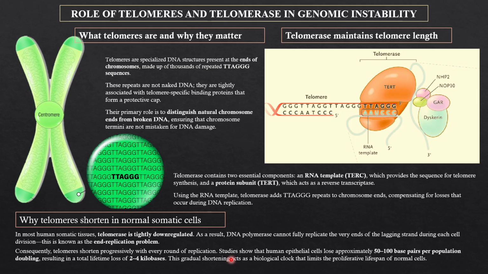Studies show that human epithelial cells lose approximately 50 to 100 base pairs per population doubling, and as a result, a total lifetime loss of 2 to 4 kilobases. This gradual shortening acts as a biological clock that limits the proliferative lifespan of normal cells.